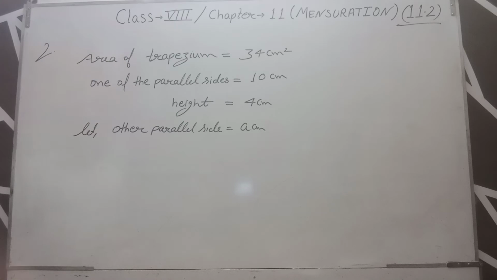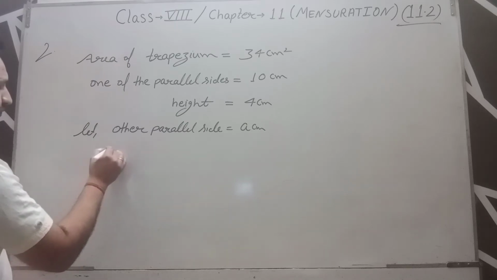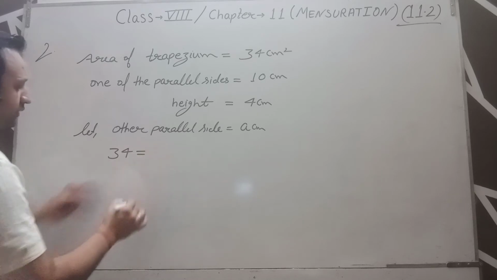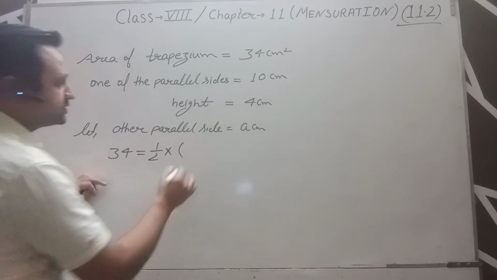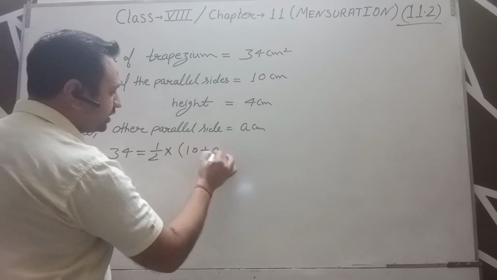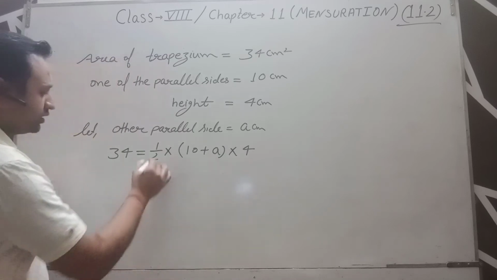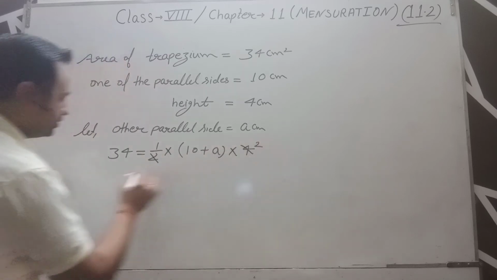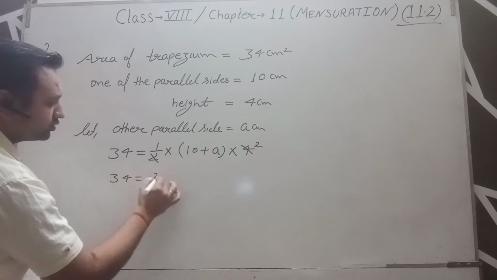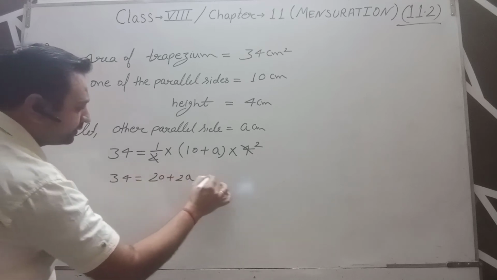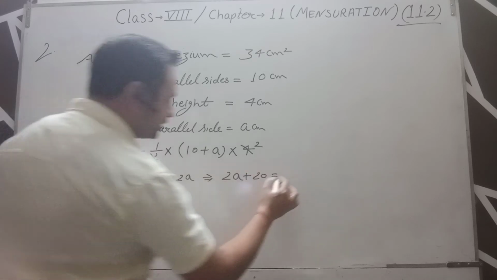be equal to a centimeter. Now we use the area of trapezium formula. Area of trapezium is equal to 1/2 multiply sum of parallel sides, it means 10 plus a, into height or distance between them. So 34 is equal to 20 plus 2a, that is, 2a plus 20 is equal to 34.